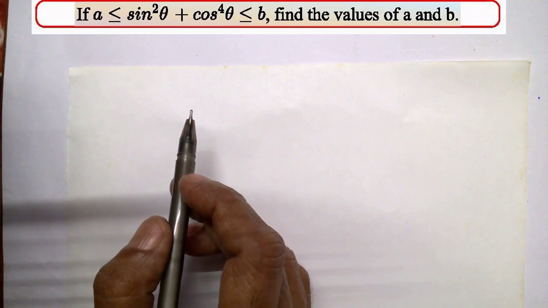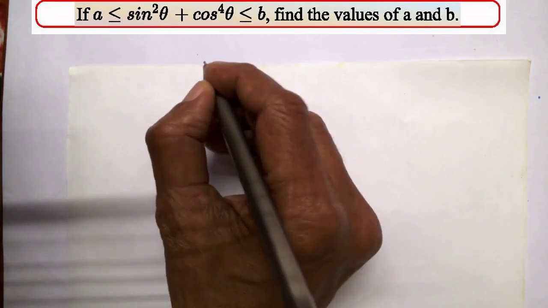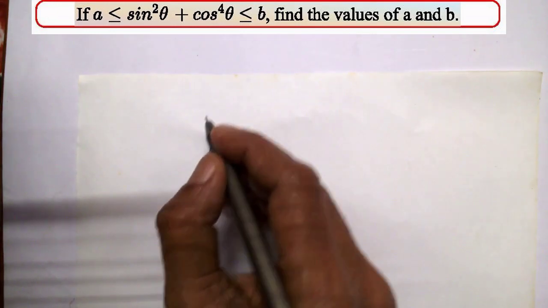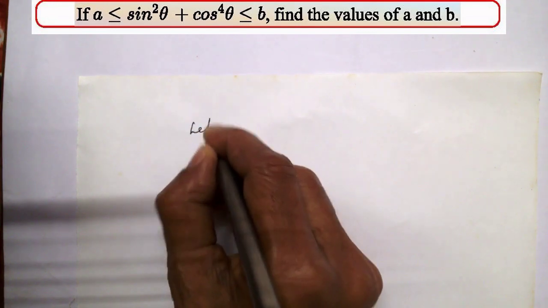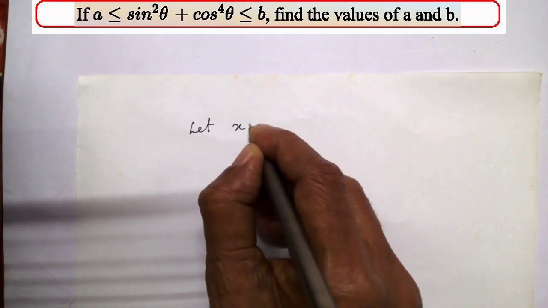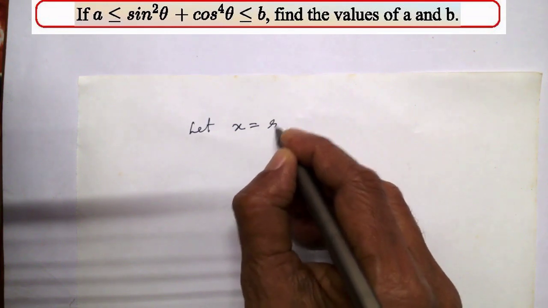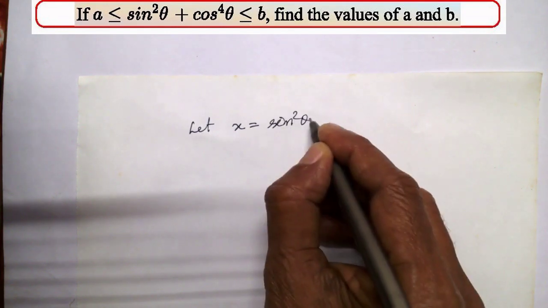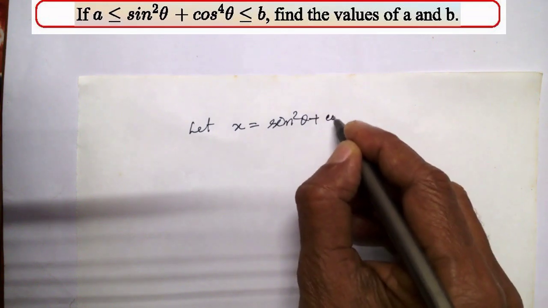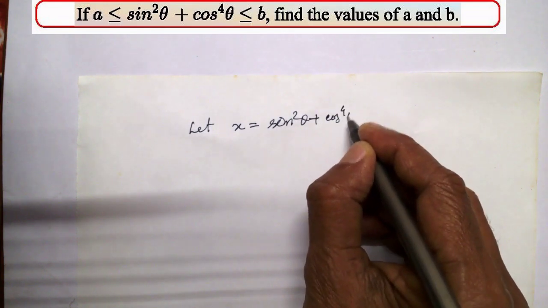Now I'm going to solve this. Let x equal sin square theta plus cos to the power 4 theta.